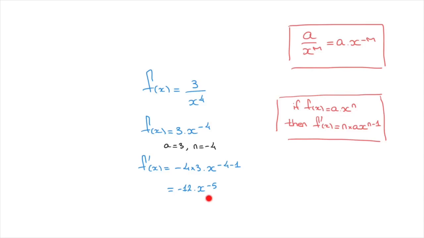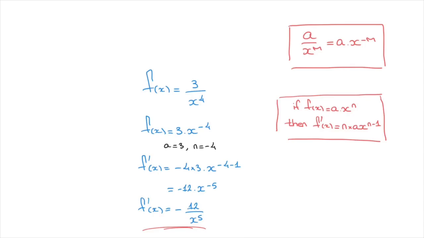And we could stop here, but having this x with a negative power on it isn't very practical for calculations. So to write our final answer, we're better off using this result again, but reading it from right to left. And doing so leads to the following. F dash of x is equal to negative 12 over x to the power of 5. And that's the final answer. We now have the derivative function of f of x.